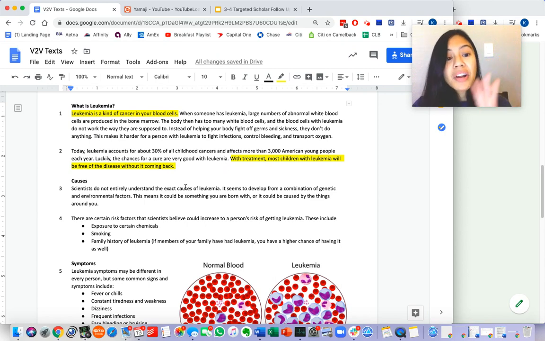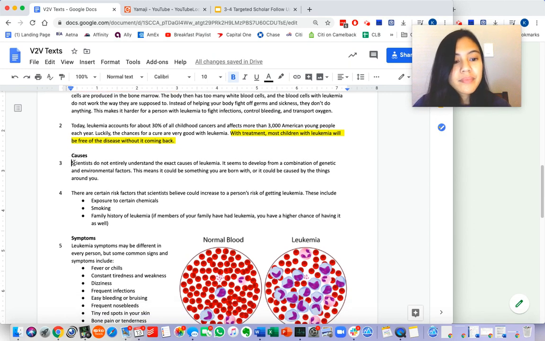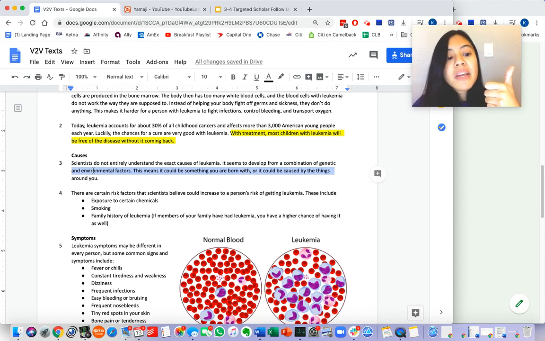Let's move on to paragraph 3. Causes. Now I'm thinking, as a good reader, that this whole section is going to be about what causes this cancer, leukemia. Scientists do not entirely understand the exact causes of leukemia. It seems to develop from a combination of genetic and environmental factors. That means it could be something you are born with, genetic, or it could be caused by things around you, environmental.